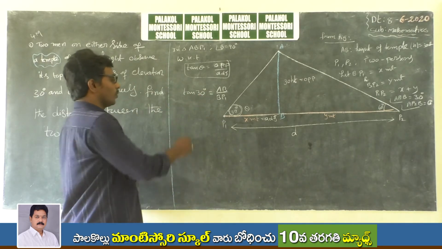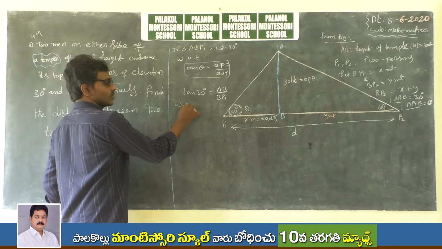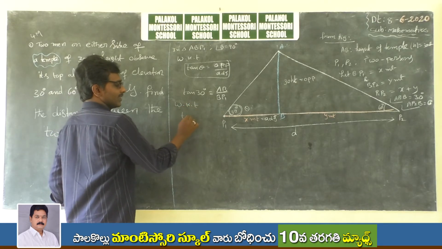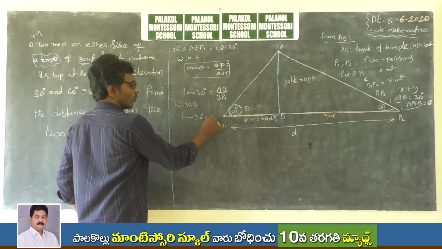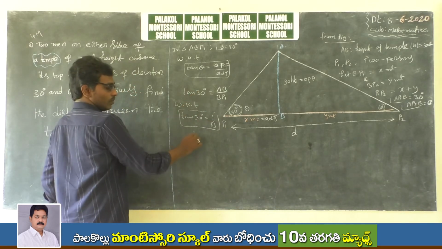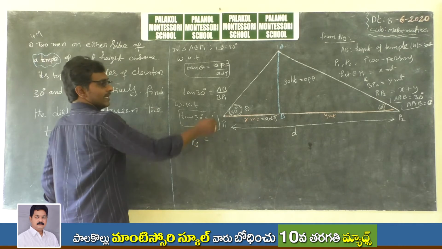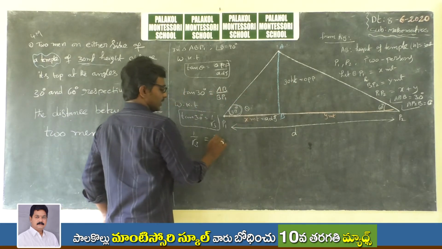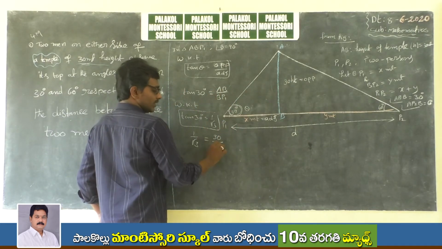So here you want the tan 30 degrees value. You know that tan 30 degrees is equal to 1 by root 3. Put this value in the box and keep it here: 1 by root 3 is equal to AB from the figure, 30, and BP1, that's x.